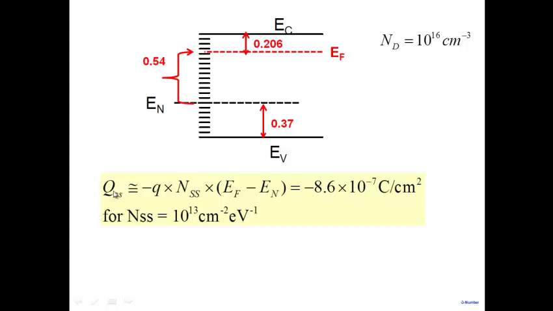How much negative charge? Well, Q_SS, the negative charge, will be equal to minus Q, taking a uniform density of states for simplicity, minus Q N_SS (E_F minus E_N). E_F is here and E_N is here. The surface state density N_SS is usually very large, 10 to the power 13, 10 to the power 14. Those are the numbers that we typically use. So I've taken a relatively moderate number here, 10 to the power 13. And we get a surface state charge of minus 8.6 times 10 to the power minus 7.